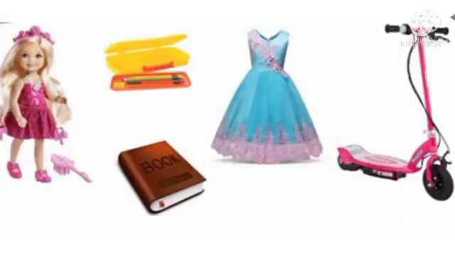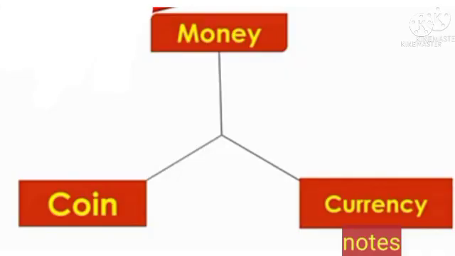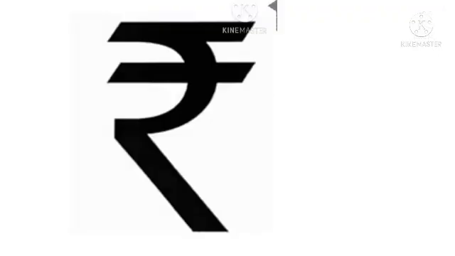Now children, if we want to buy our favorite things, what do we need? We need money. Yes or no? Yes, we need money. And children, money is of two types, coins and currency notes. We call coins paisa and notes rupees. Okay children, and this is the symbol of rupee. When we have to deal with money, we use this symbol.